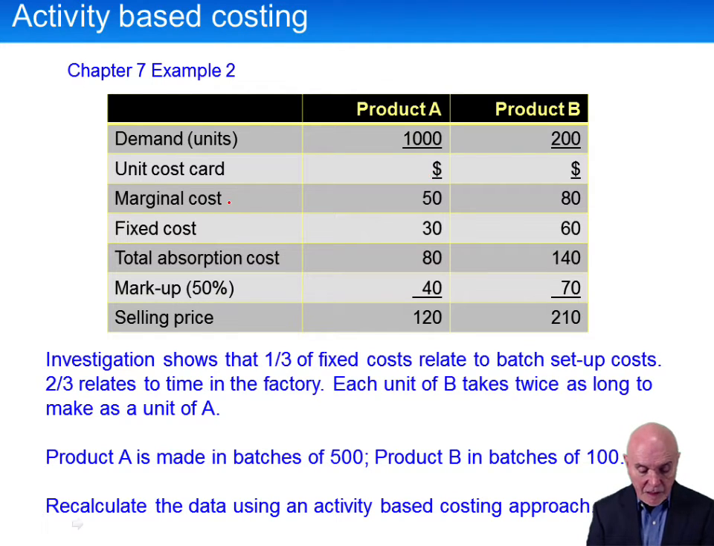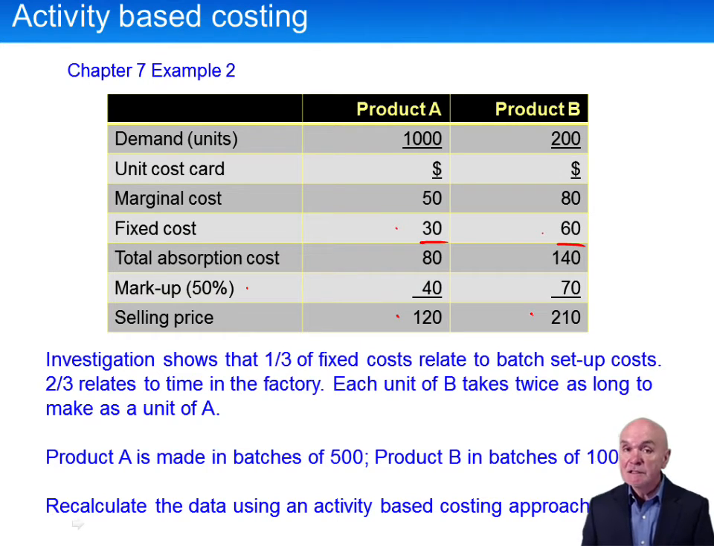The marginal cost is the material, the variable labor, the variable overhead. This never changes under activity-based costing. The only thing we move around are fixed production costs. Here we have the fixed costs, which have been absorbed on a normal basis, just effectively per unit, if you like, or per labor hour, or something of that sort. This will give us the total absorption cost. We then add on a 50% margin, and we end up with the two selling prices of 120 and 210.